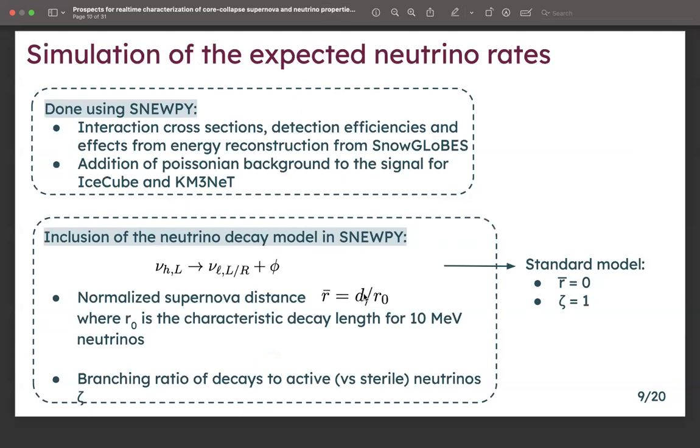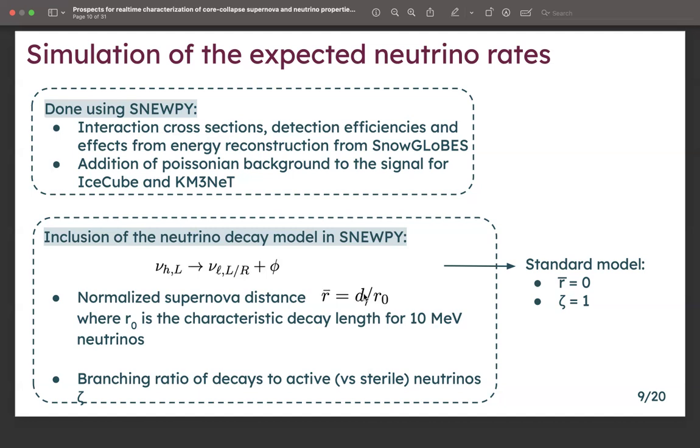And then what we also need is what comes next. So once we have the rates for what comes out of the supernova, we need to simulate the expected neutrino rates at our detectors on Earth. And for this, of course, we use SNEWS. So here we have the reduced interaction cross-sections, detection efficiencies, and the effects from energy reconstruction from SNOwGLoBES. And we have to be careful to add the background for the signal for IceCube and CCSN in order to be consistent. In addition, what we had to do is include the neutrino decay model in SNOwGLoBES, so that had to be coded.